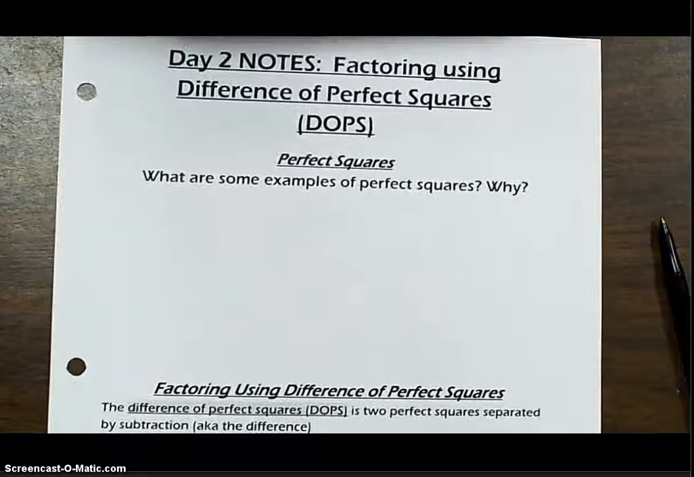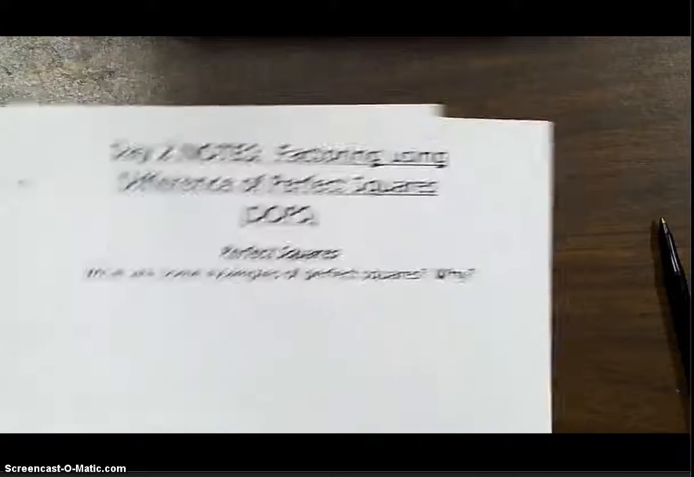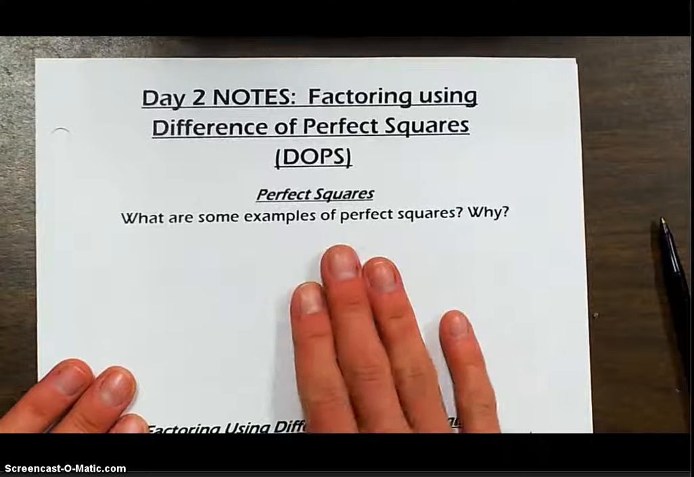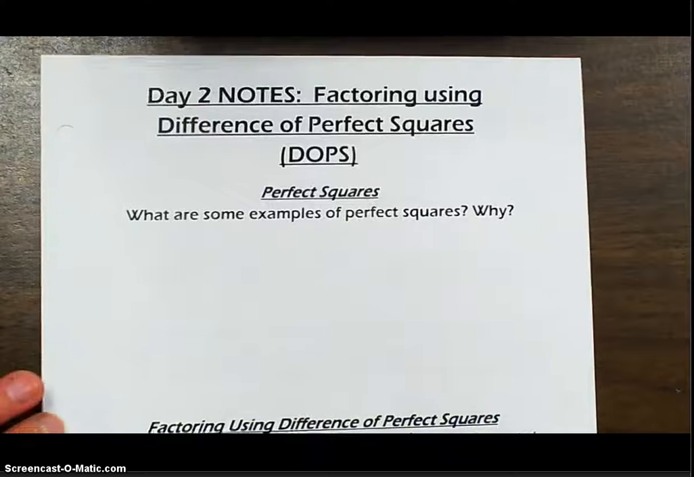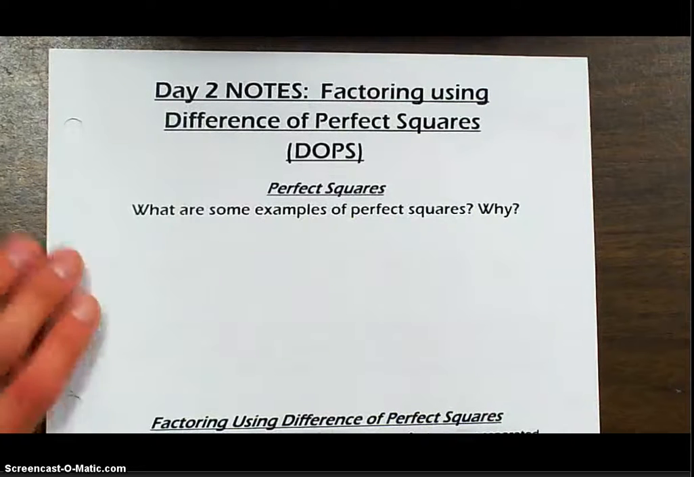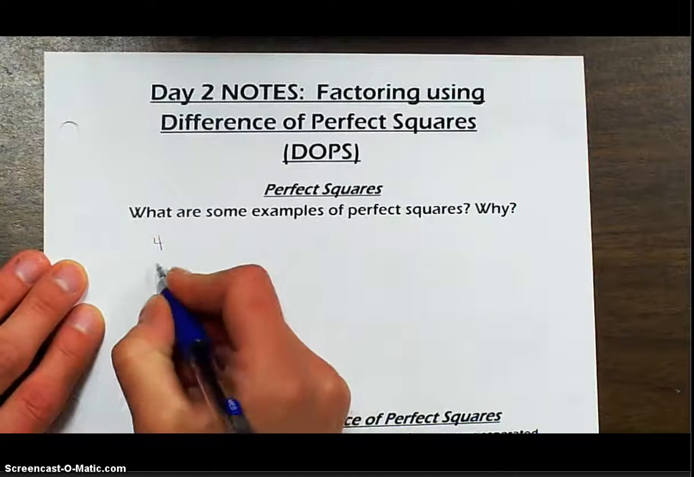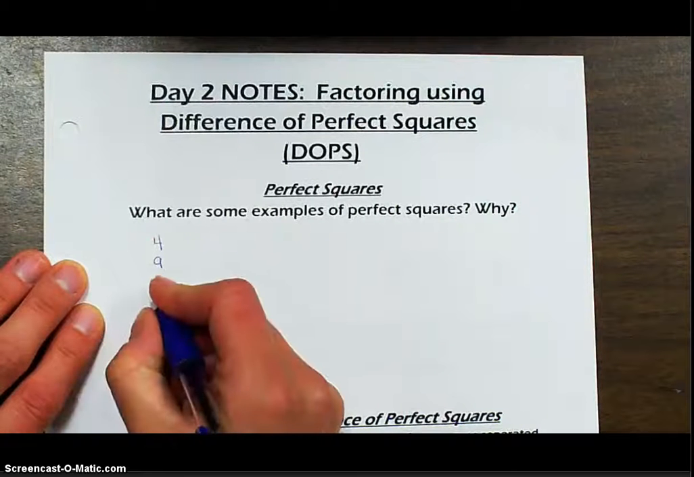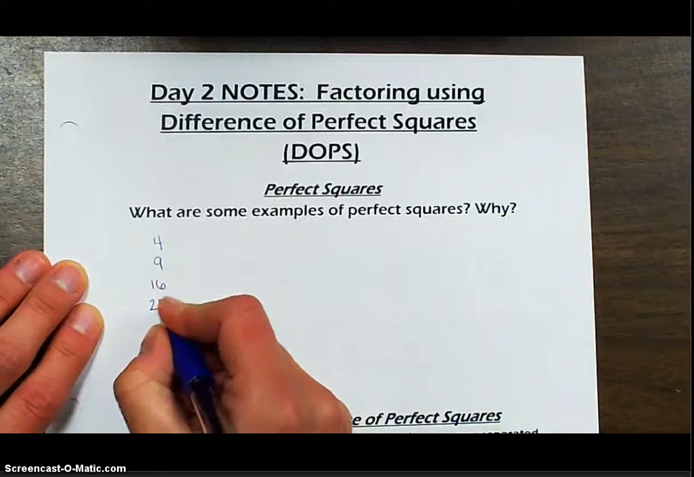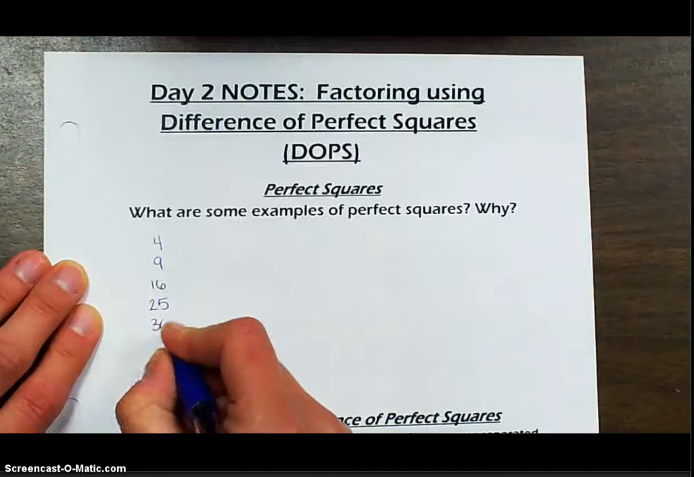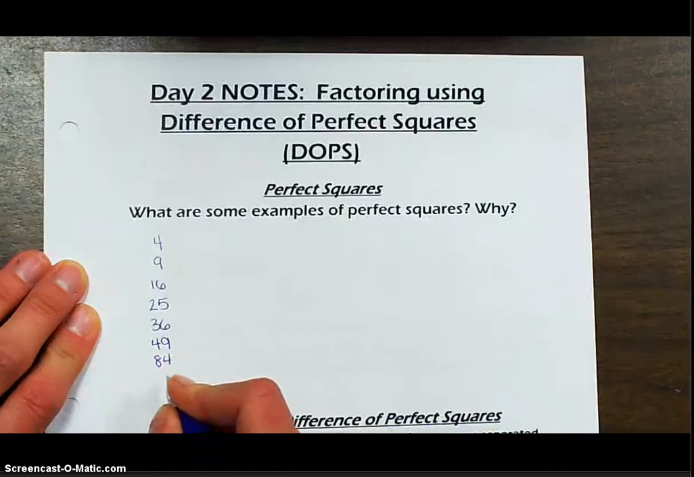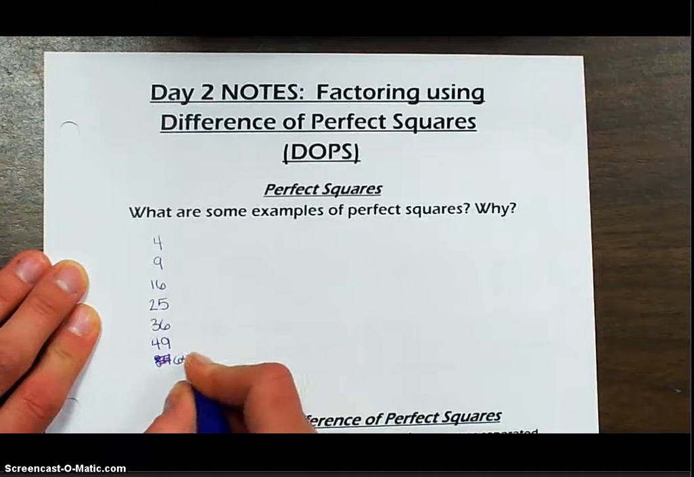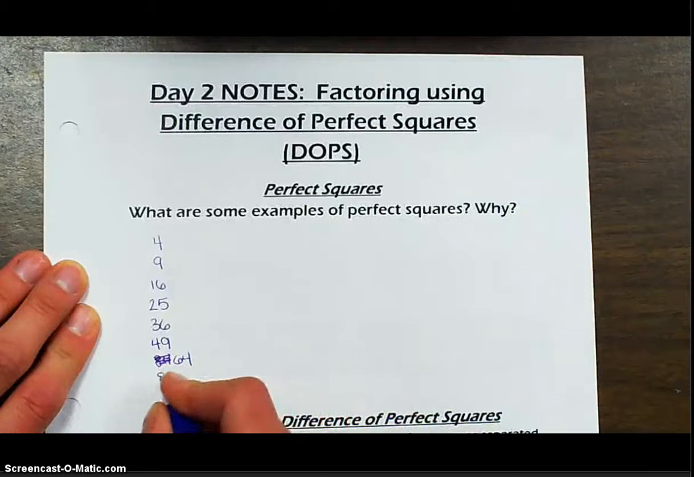All right, so before we go ahead and talk about factoring using difference of perfect squares, let's first review some examples of perfect squares. Well, let's think about that. So perfect squares. So think, what is 2 times 2? That would be 4. 3 times 3, 9. 4 times 4, 16. 5 times 5, 25. 6 times 6 is 36. 7 times 7 is 49. 8 times 8, 64. And then 9 times 9, 81. And 10 times 10 would give us 100.